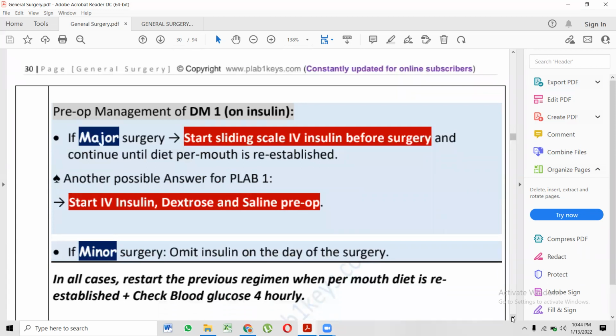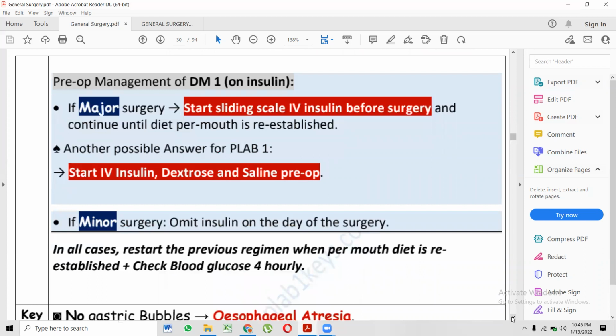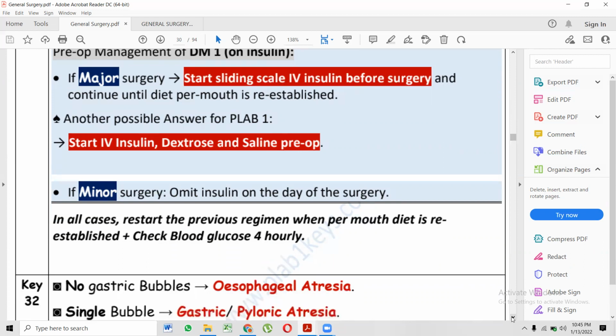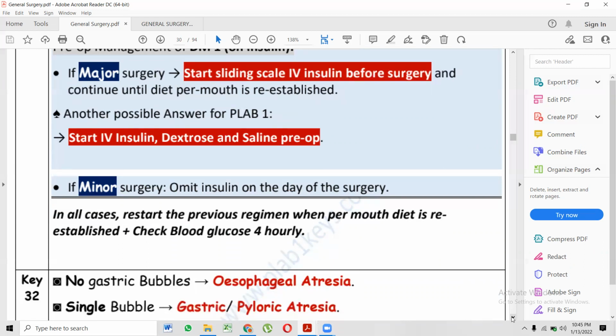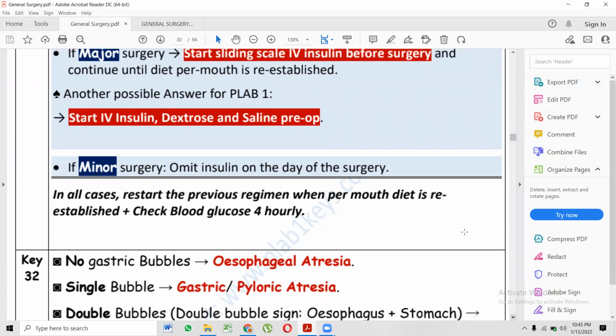And if it is a minor surgery, then there is no need to shift the patient to IV insulin. We just need to omit the insulin on the day of the surgery. In all the cases, the previous regimen which the patient was using before the operation will be restarted when the diet per mouth is re-established. And also in all the cases, we'll check blood glucose 4-hourly. Is it clear, Adiman?